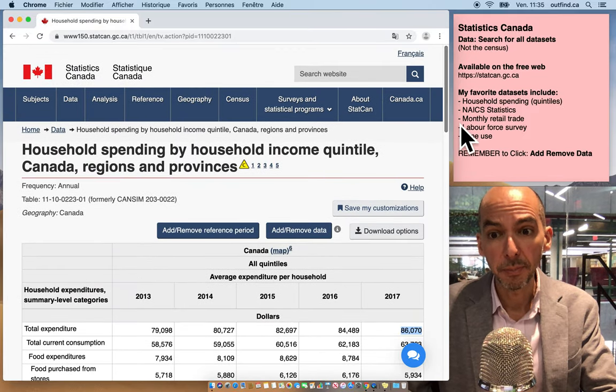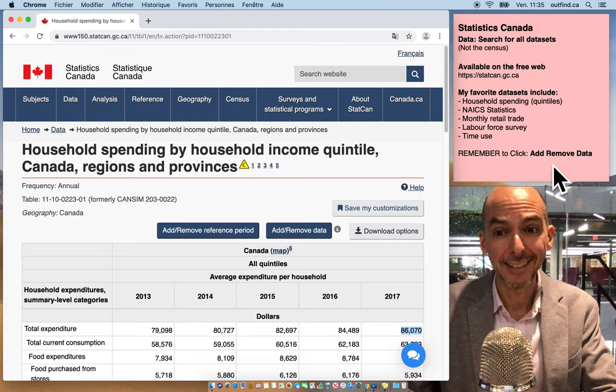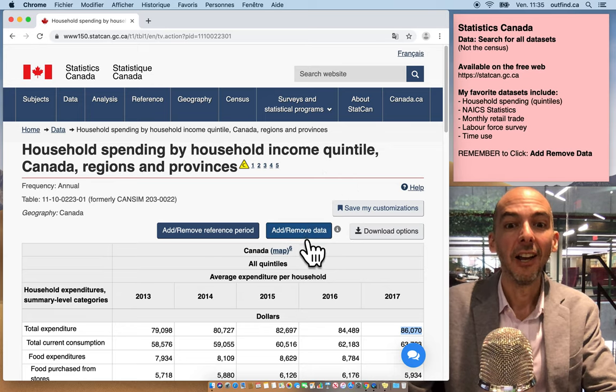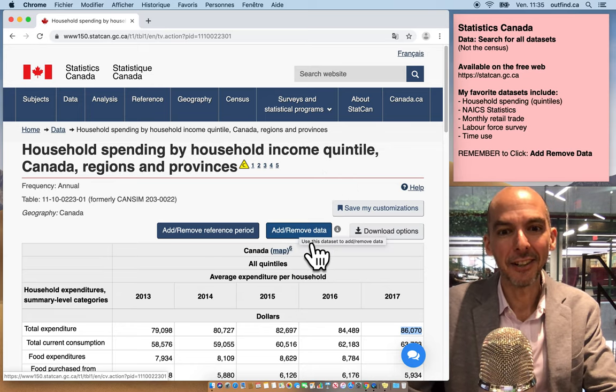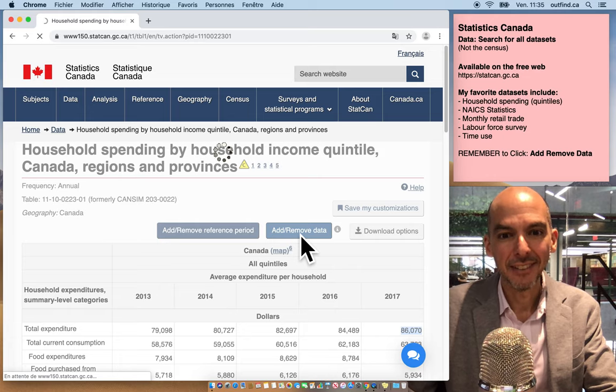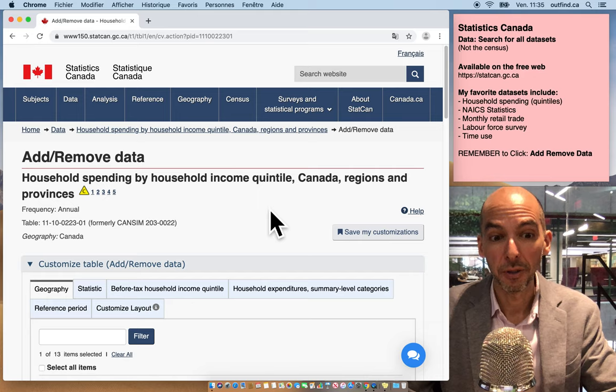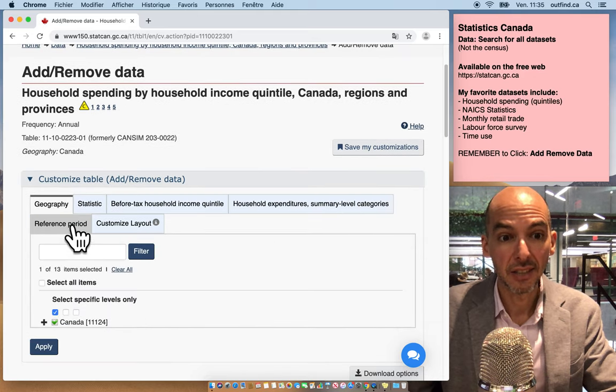Now, that's the default level. But please remember to click add or remove data. This is where the money's at in this system. That's really the amazing part. So let's click here on add remove data, and then you get to fiddle with the statistics and the variables. Now, the first thing I notice is the geography.